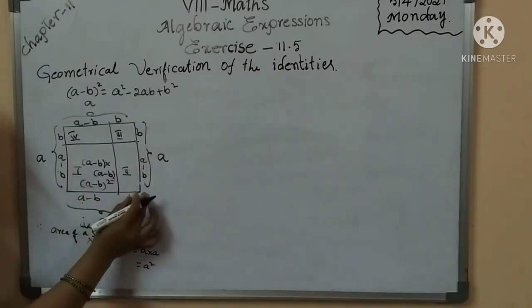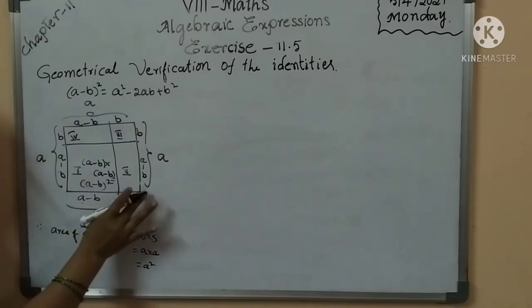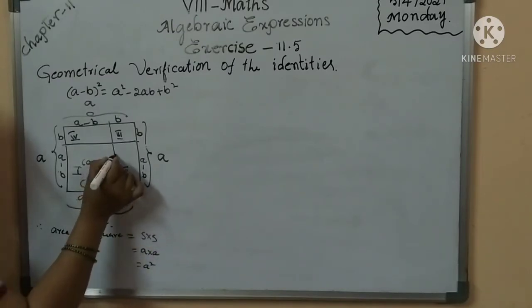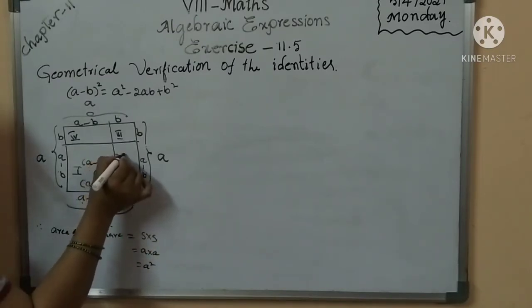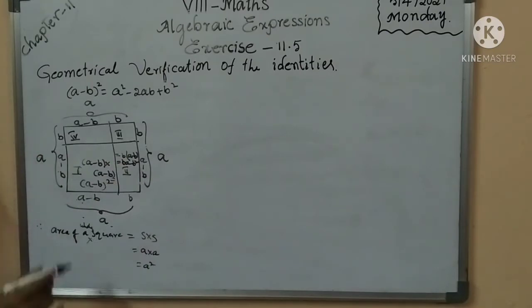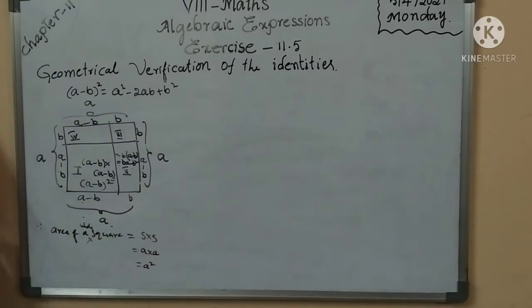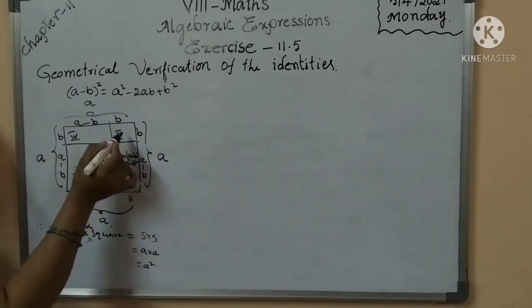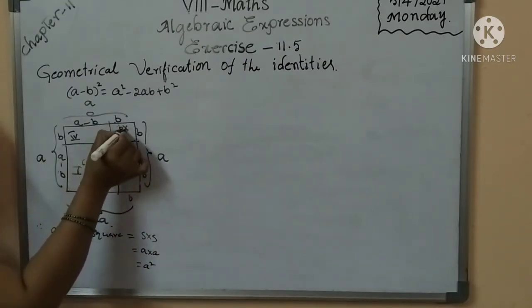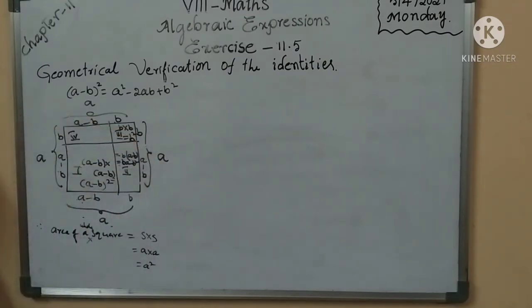So it is the shape of a rectangle. Area of a rectangle is length into breadth. So here, what is there? b is the length and breadth is a minus b. So here it is ba minus b square. b into a is ba, minus b into b is b square. It is the area of a rectangle. And this one is the area of a square: b into b equal to b square.